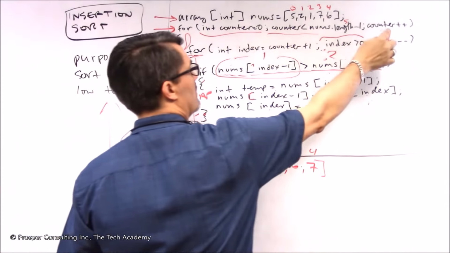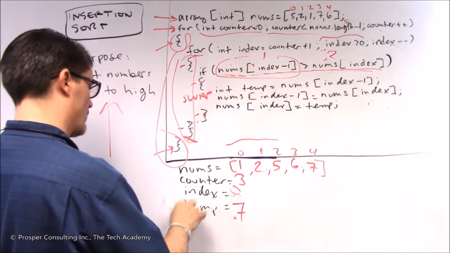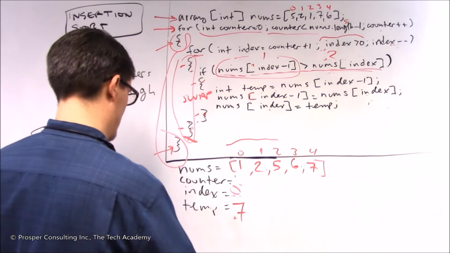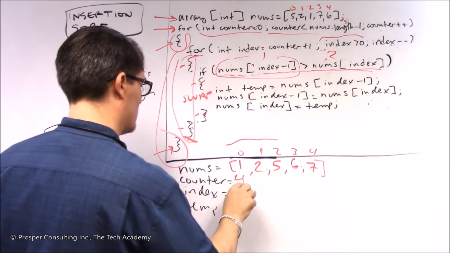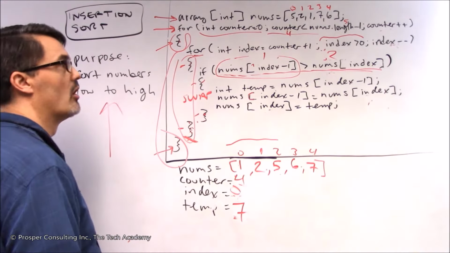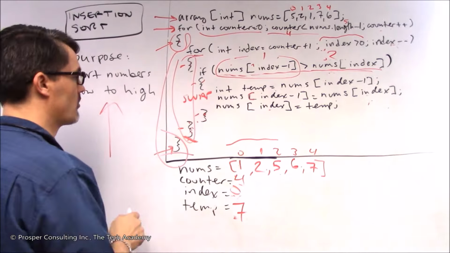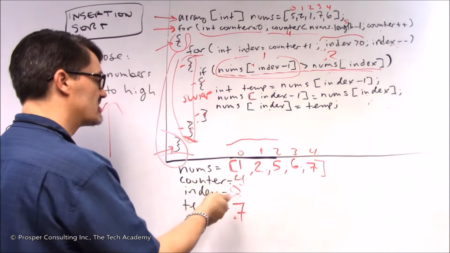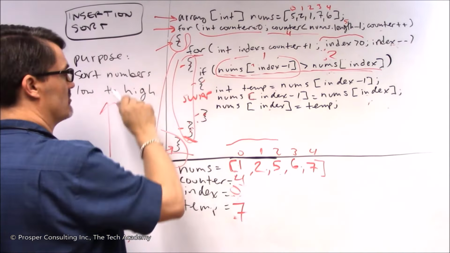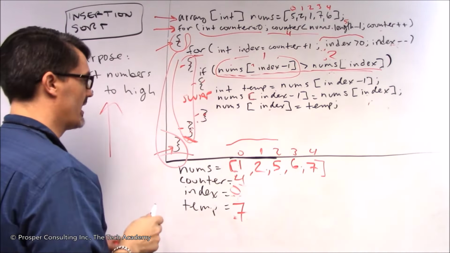What do? You increment counter. Counter has been 3. We make it equal to 4. Check our conditional. Is counter, currently equal to 4, less than 4? No, 4 is not less than 4. So we're done with this loop. We're done with the whole program. And we have a collection of elements, integer elements, that's been sorted from lowest to highest.